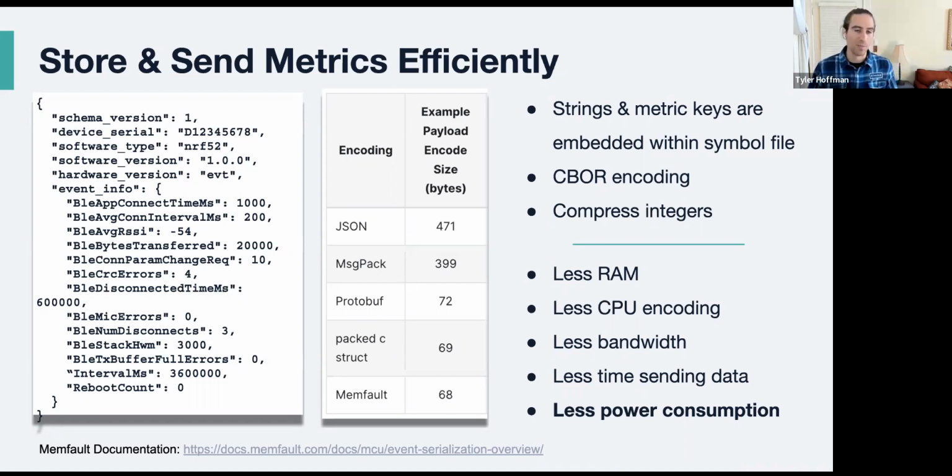Less data means less power consumption. And so collect metrics correctly, collect the useful information and store it efficiently. And I don't think it'll impact battery life very often.